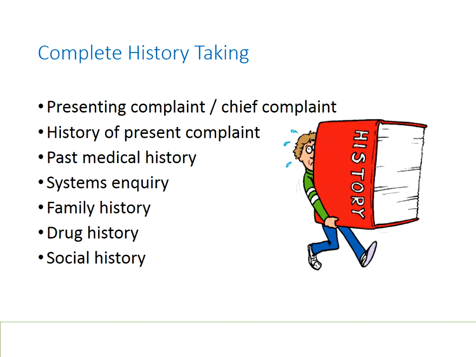So to produce a complete history taking, we need to look at various points, and these are summarized below. We have either presenting complaint or chief complaint. You can use one or the other. PC, presenting complaint, is the normal abbreviation used. The history of the presenting complaint, or HPC. Past medical history, PMH. Systems inquiry or systemic inquiry, SE. Family history, FH. Drug history, DX. And social history, SX.